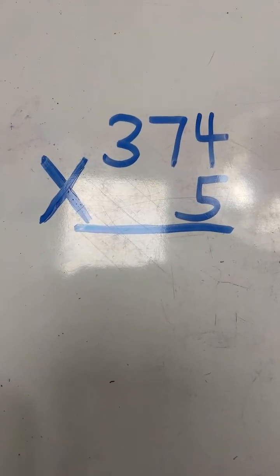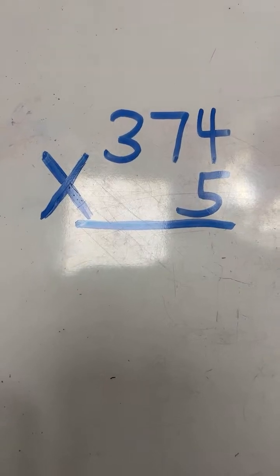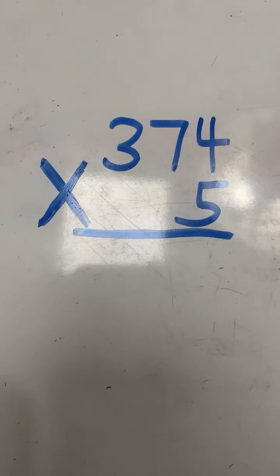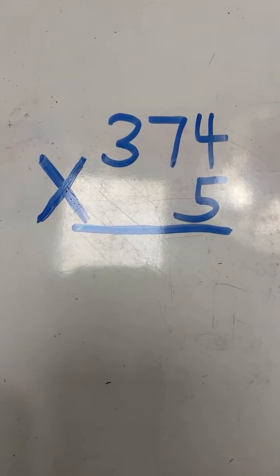So this video is going to focus on multi-digit multiplication. 374 times 5 is our first example problem, and I'm going to go through step by step how to solve that problem.